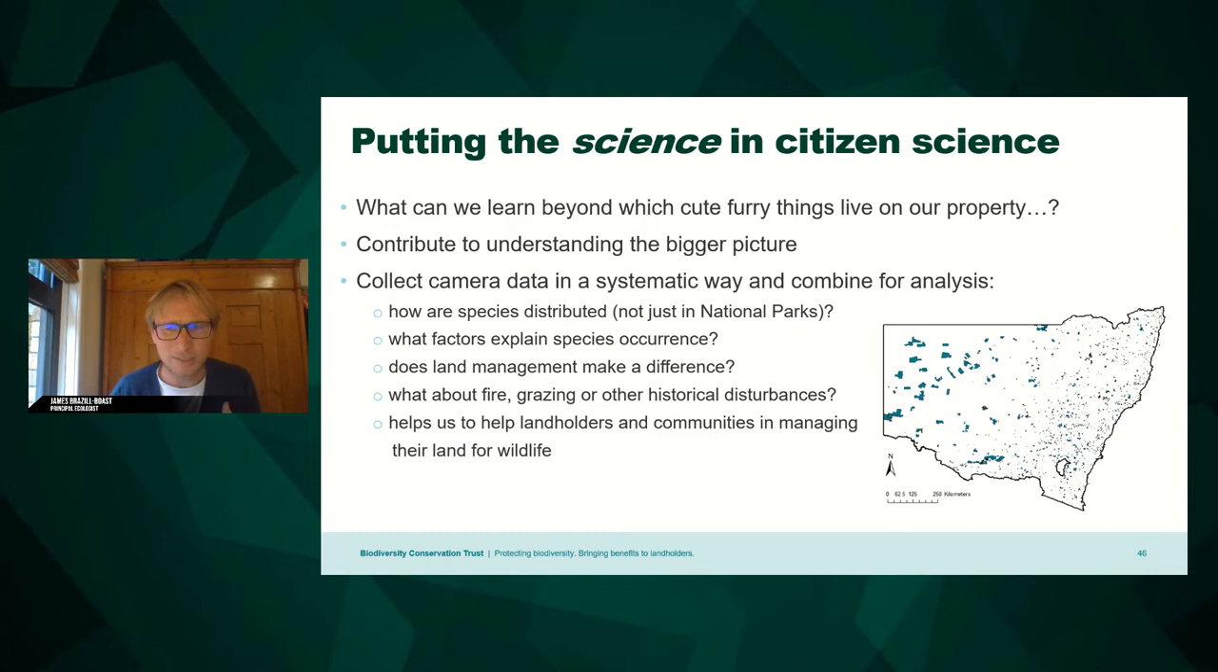And we can start to build up a big data set and really understand what factors about our management or about the environment and these habitats are contributing to whether or not we see these species in the landscape, or whether we're providing good habitat for threatened species, or whether different types of grazing regimes or different kinds of land management help or hinder providing good habitat for these species. Or what about the history of land management at some of these sites, like fire and different kinds of grazing regimes? So we're really after landholders and the wider community.